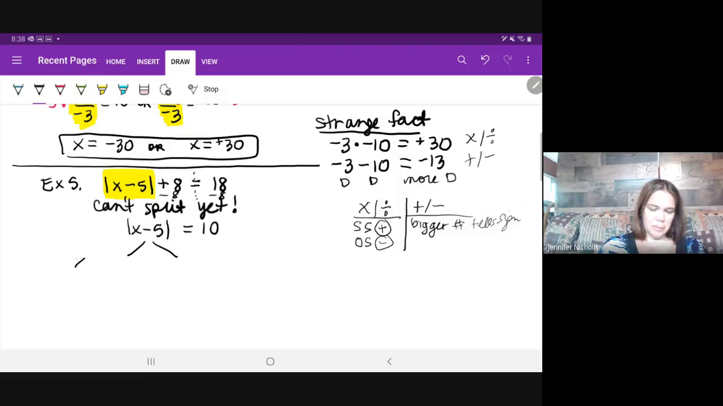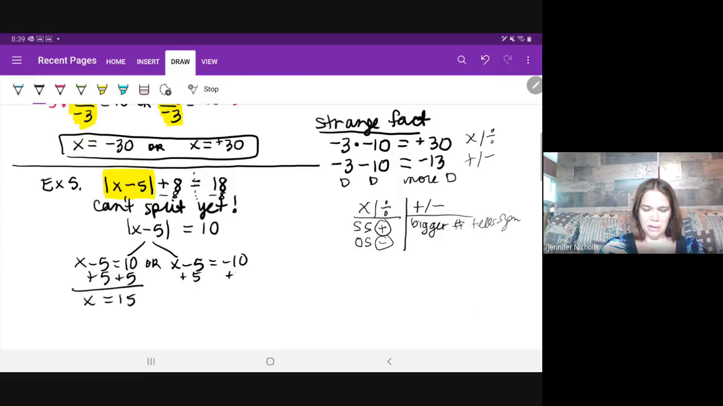Okay, we split. So x minus 5, keep those. 10, negative 10. And then you solve them individually. Yep. Put or.